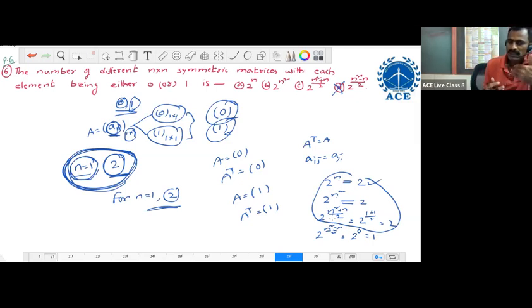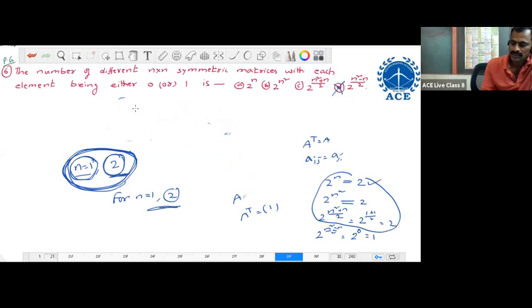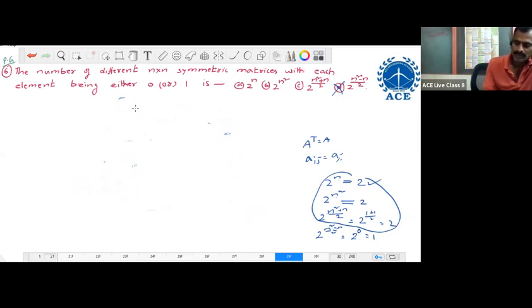The next particular order is second order. The general form of a second order matrix is A11, A12, A21, A22. We are given two numbers, 0 and 1. By using these two numbers, if we write a 2 by 2 matrix, how many 2 by 2 matrices are possible?